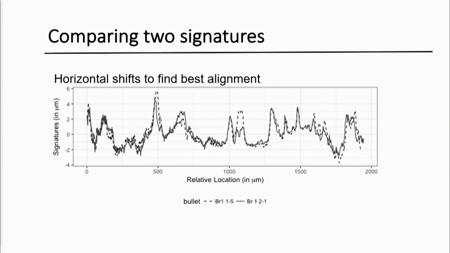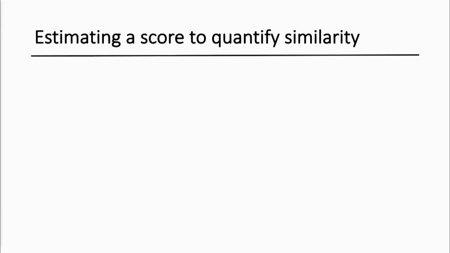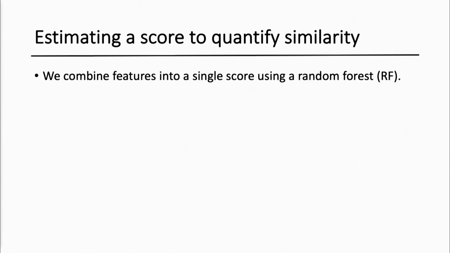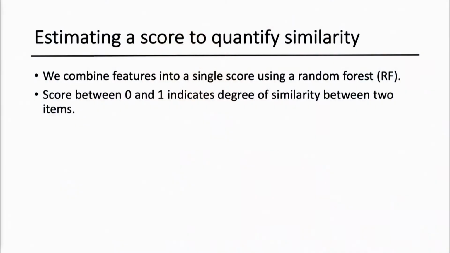We can combine them into some sort of a score and use that score to quantify the degree of similarity between these samples. And so as you know, we combine those features. We use a random forest. We tried support vector machines, neural nets, all kinds of other things. And the reason we ended up working with random forest is that they seem to be the easiest ones to explain to forensic practitioners. And so go explain a support vector machine. So the scores between 0 and 1 is what we get. And of course, 1 indicates high degree of similarity.